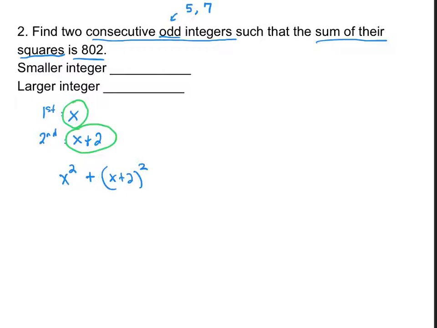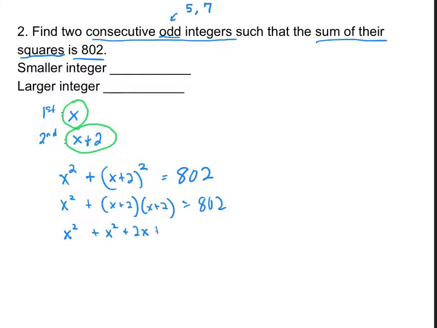So the sum of their squares is 802. So as long as you can come up with that, you'll want to square the parentheses. So x squared plus, this will be x plus 2 times x plus 2. And then FOIL that: x squared plus, so x times x, x times 2, 2 times x, 2 times 2.